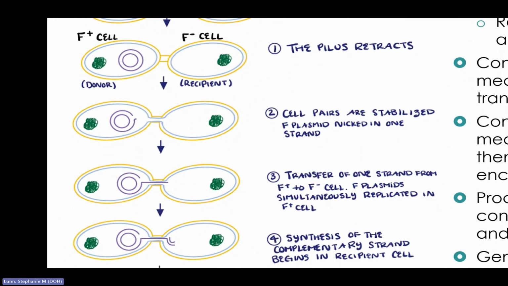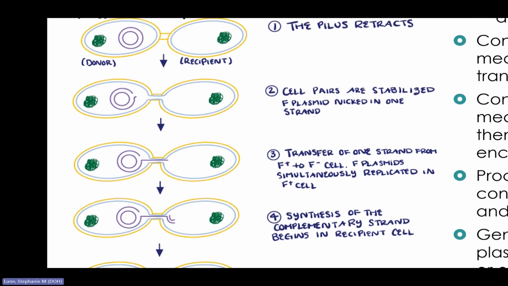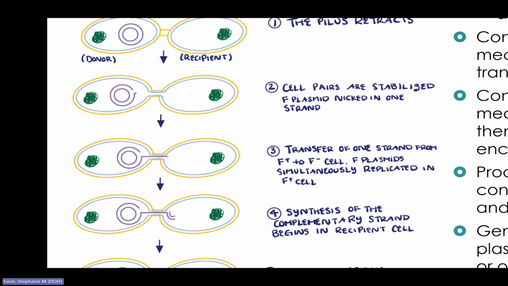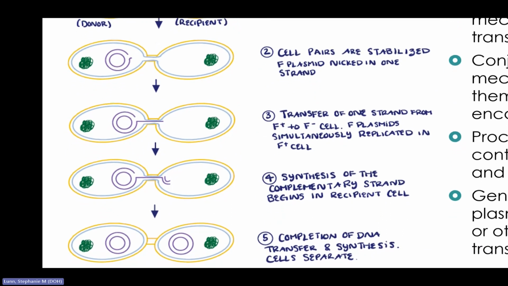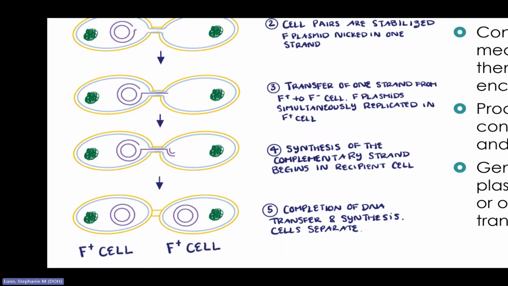And then the cell pairs will stabilize and transfer will occur once the F plasmid has been nicked in one strand. One strand is transferred from the F positive cell to the F negative cell, and simultaneously the F plasmid replicates in the F positive cell. And next, the complementary strand is synthesized in the recipient cell. Once that is completed, this completes the DNA transfer and synthesis, and the cells will separate. And so the recipient cell is now also an F positive cell. So that is how bacterial cells can transfer plasmids that are separate from the chromosome.